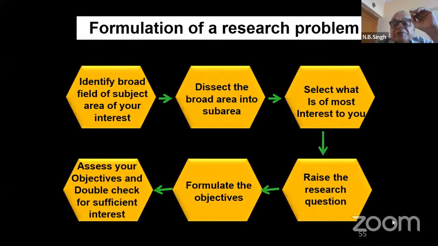Now, formulation of a research problem, how will you do that? Identify the broad field of subject area of your interest, dissect the broad area into sub-areas, select what is most interesting to you, raise the research question, formulate the objectives, assess your objectives, and double check for sufficient interest. Of course, at this stage, you discuss with your supervisor, with your colleagues and friends, and with people who know the subject better than you.